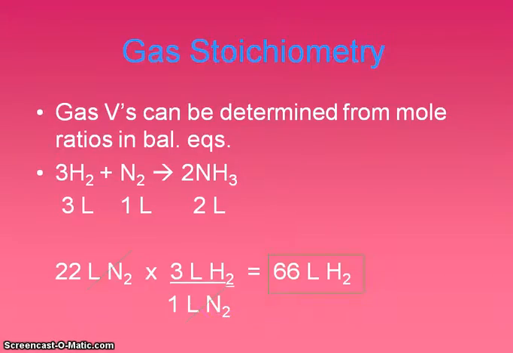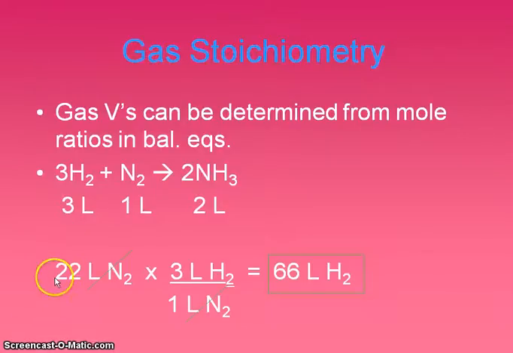Here's some gas stoichiometry, and what we're using here is Gay-Lussac's law of combining volumes. Basically, it tells us that gas volumes can be determined from mole ratios in the balanced equation, or in this case volume ratios. Here's a balanced equation with hydrogen and nitrogen combining to make ammonia. The 3 tells us that we've got 3 liters of hydrogen combining with 1 liter of nitrogen to make 2 liters of ammonia.